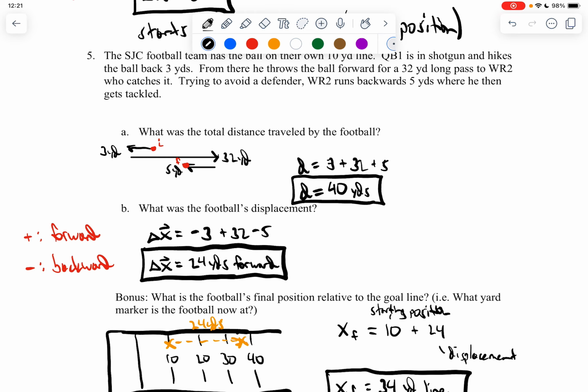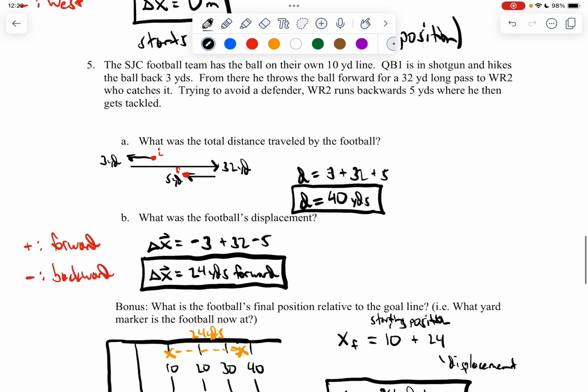So if we think about the individual pieces of motion here, even though the ball starts on the 10-yard line, that's not actually a movement of the football that takes place during the play. That's just giving us our starting position information. So the actual movement of the football is we first have the hike where we go back 3 yards. We then throw the ball 32 yards forward, and then the wide receiver carries the ball backwards 5 yards. So total distance here, we just want to add our 3 to 32 to 5. That's then going to give us a total of 40 yards as the total distance traveled.